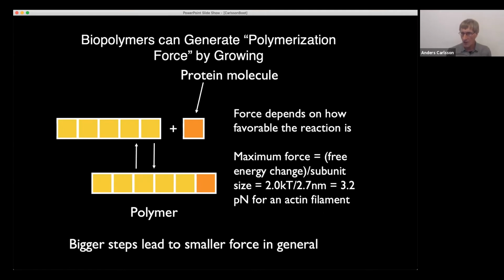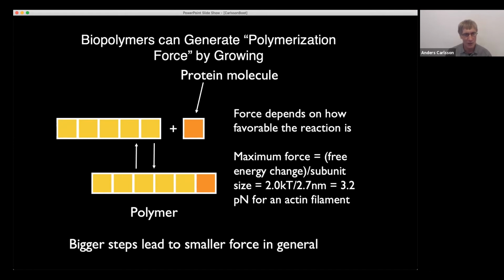So let's turn now to polymerization forces. What's happening here is that a biopolymer is polymerizing by adding a subunit at a time, so going from here to there. And this is an exothermic process. That means the free energy change is negative, and the maximum force that can be generated is the magnitude of the free energy change divided by the step size.